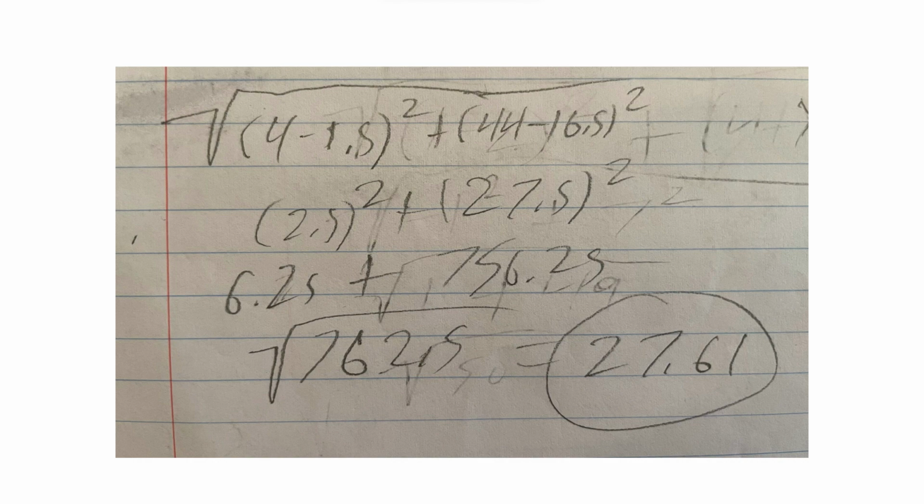With these 2 points, we can put this into the distance formula, which is x2 minus x1 squared plus y2 minus y1 squared, square rooted. Solving through gives us the square root of 762.5, which is approximately 72.61.